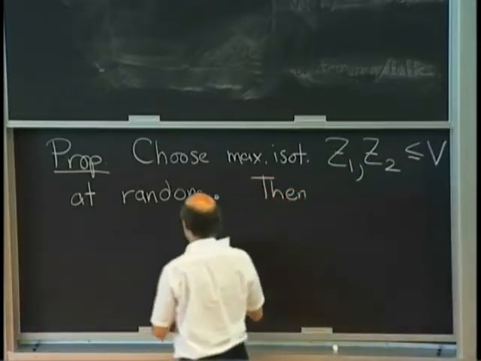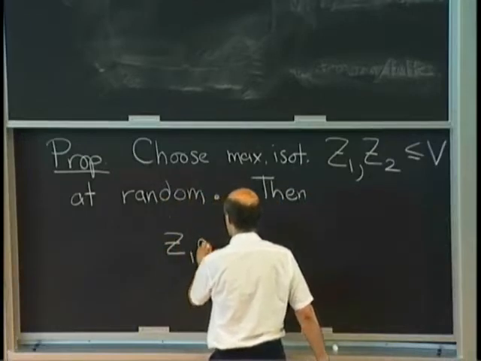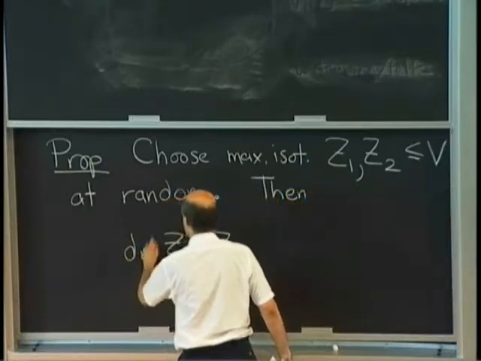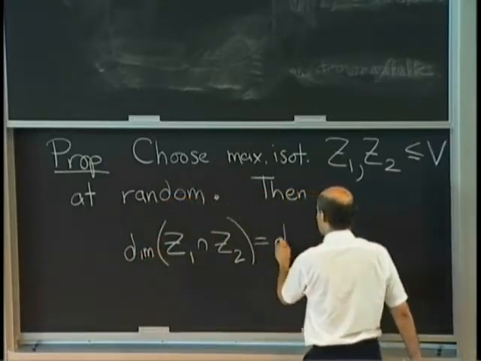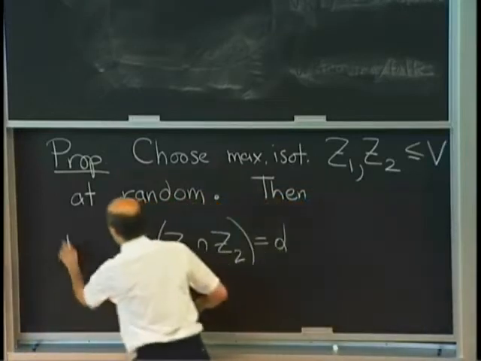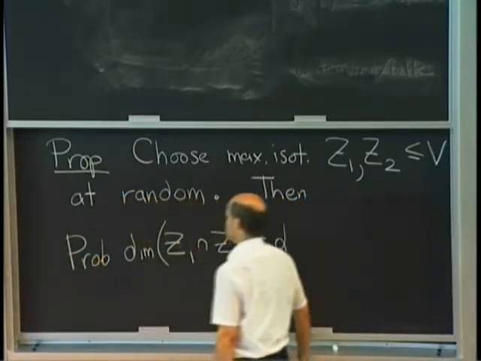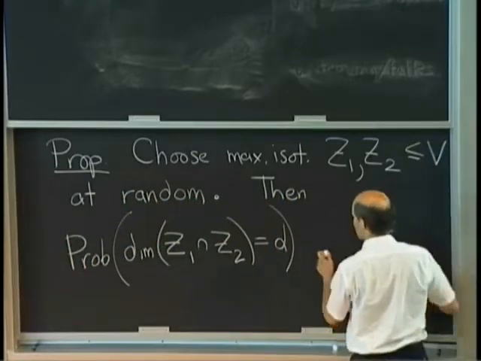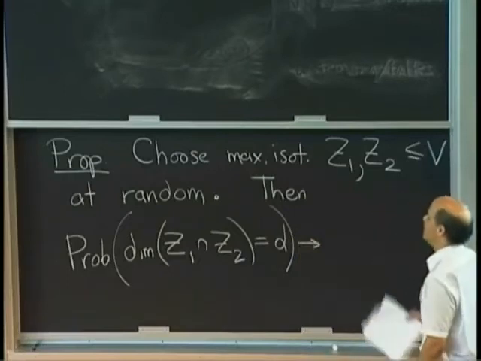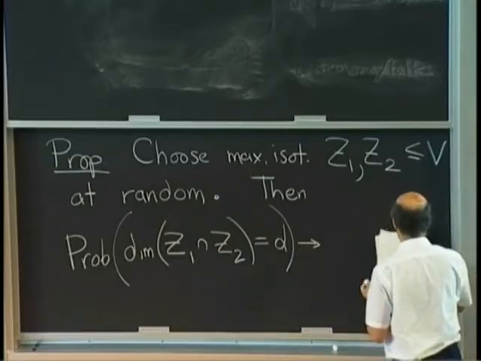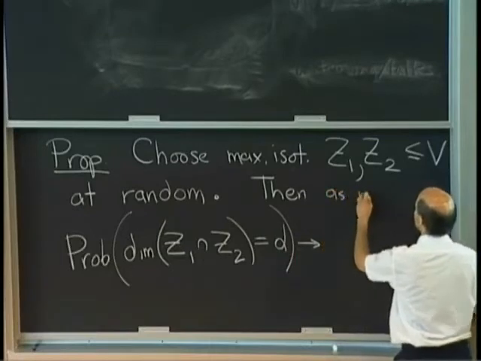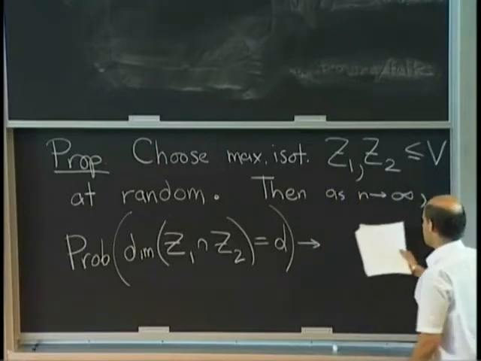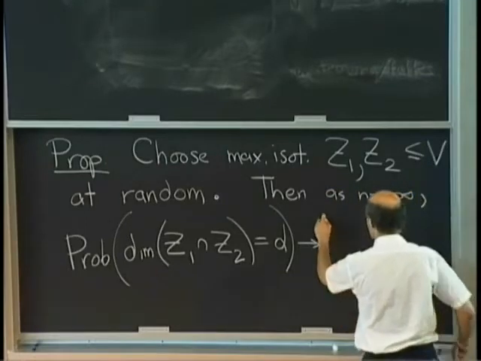And then I look at the intersection of those 2 subspaces. So that's going to be another subspace. And I look at the event that the intersection has dimension D. And I ask, what's the probability that this happens? What's the probability that the intersection has dimension D? And it turns out, if you do the calculation, that as n goes to infinity, where n was half the dimension of V, this tends to the following expression.